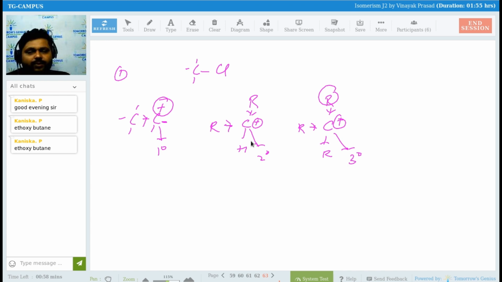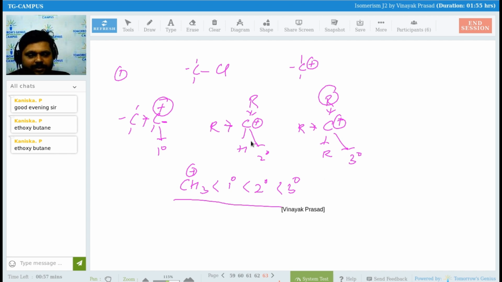And one more case is there. Let's suppose CH3 plus carbocation is there. So the least stable will be this. Is it okay? So CH3 plus, then 1 degree carbocation, then 2 degree carbocation, then 3 degree carbocation. This will be the stability order of the carbocation. If you have to write, then please make a note of all these things in your notebook.